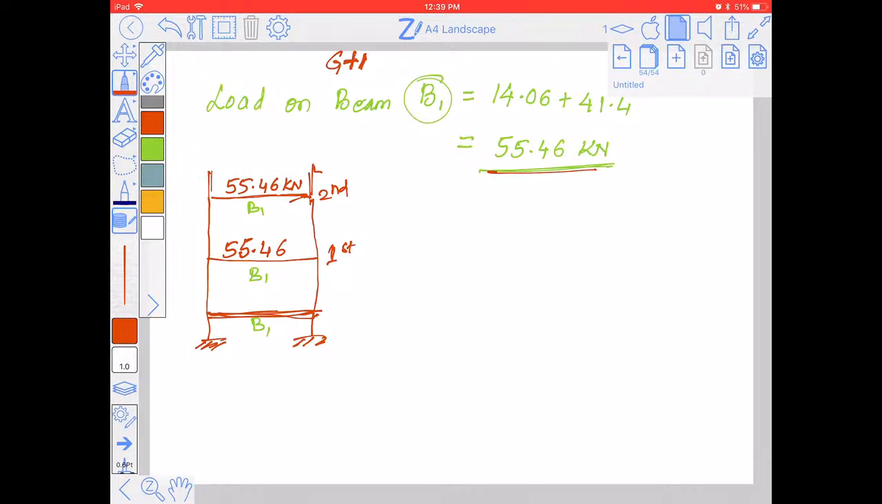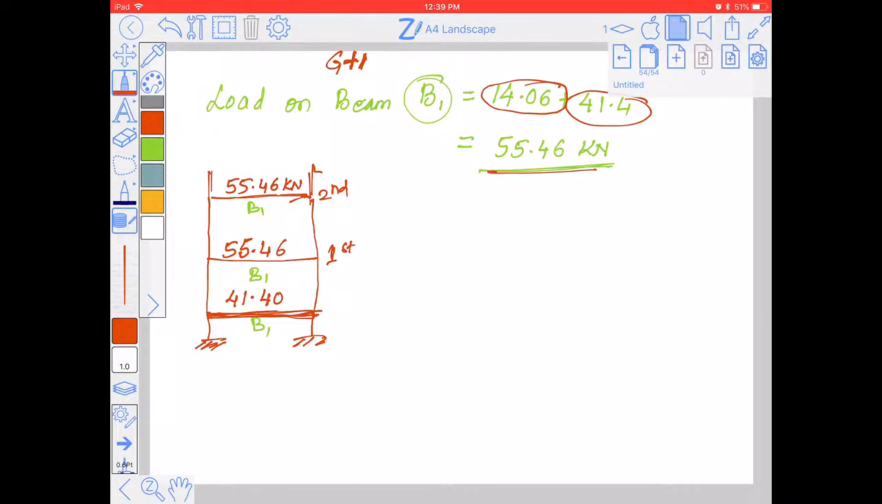So this is the load from the slab, and this is from the wall. Here the plinth beam only carries the load of the wall. So I will be writing 41.4. These are the total loads, 41.4 kilonewton. These are the loads carried by beam B1 at 3 different levels, right? Is it clear? Please let me know whether it is clear or not.